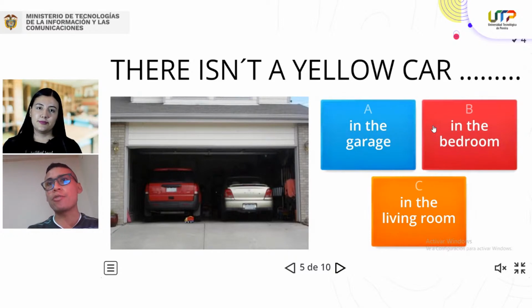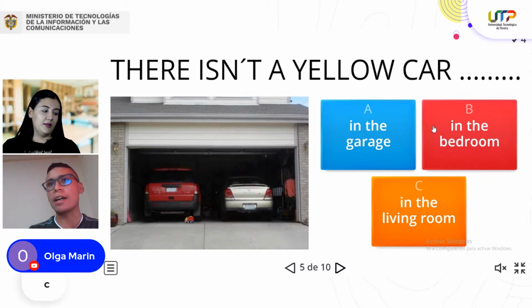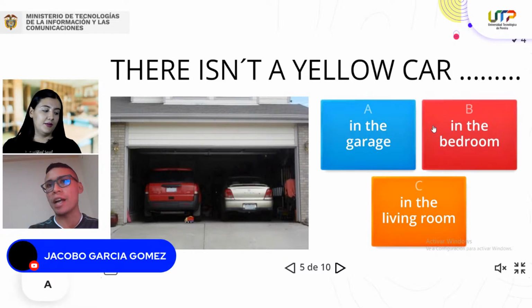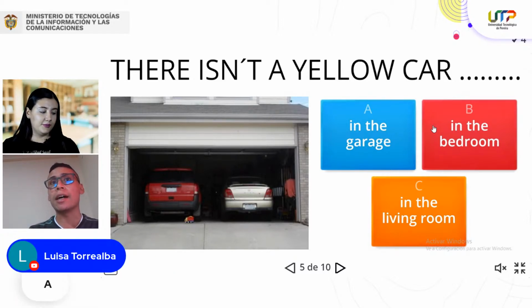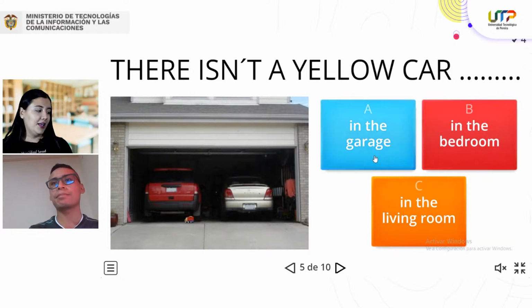Yes, Olga Marin just wrote that the answer is the C, in the living room. Santi Loaiza, Sara Jaramillo, Jacobo, Luz Marina, and Luisa, they say that the answer is the A, in the garage. Of course, option A is the correct answer. So maybe Olga was a little bit confused. Be careful, because this is not even similar to a living room. This is the garage. Exactly. Option A. There isn't a yellow car in the garage.